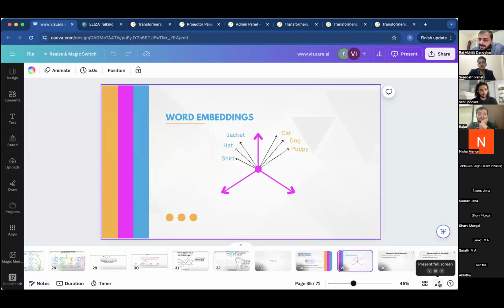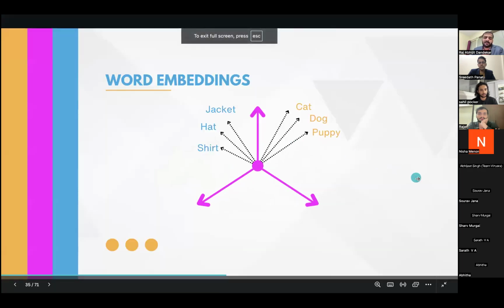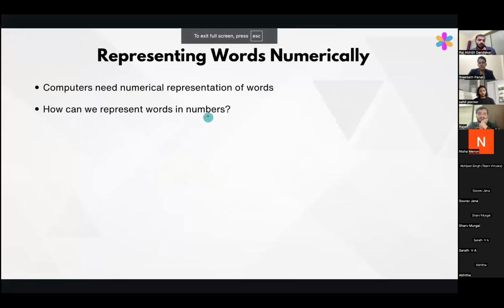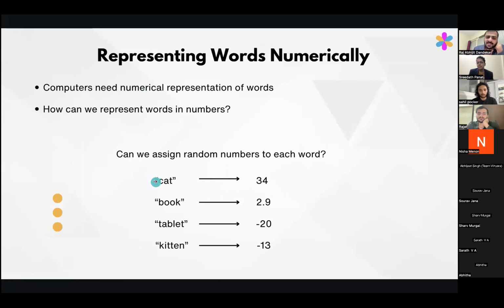So we are now coming to the next section, which is called word embedding. So why do we need to represent words numerically? Because computers need numerical representation of words. They cannot just look at sentences like we do. So, okay, you might say, what if I assign random numbers to each word? So let's say cat, I assign 34, book, I assign 2.9, tablet minus 20.